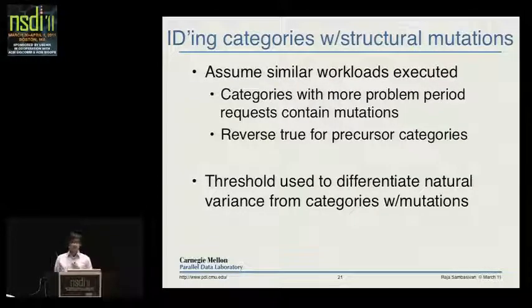To identify categories that contain structural mutations, we assume a similar workflow is executed in both periods. And so this essentially means that categories that contain more problem period requests must contain structural mutations, because those requests must have come from somewhere. They must have mutated from some other category. Conversely, categories that contain fewer problem period requests than non-problem period requests must be precursor categories, because these are categories that must have donated requests. In this case, in order to differentiate natural variance in counts from true distribution changes, we end up using a raw threshold.